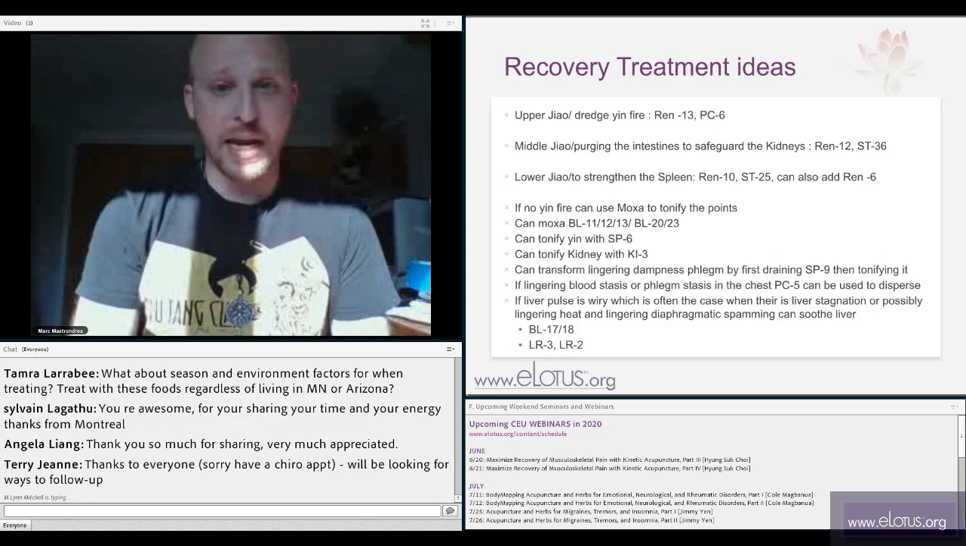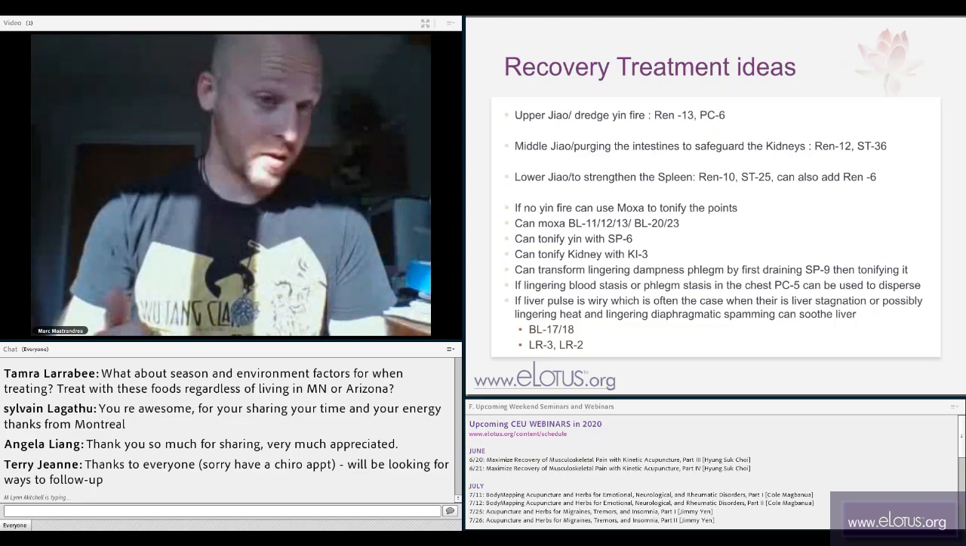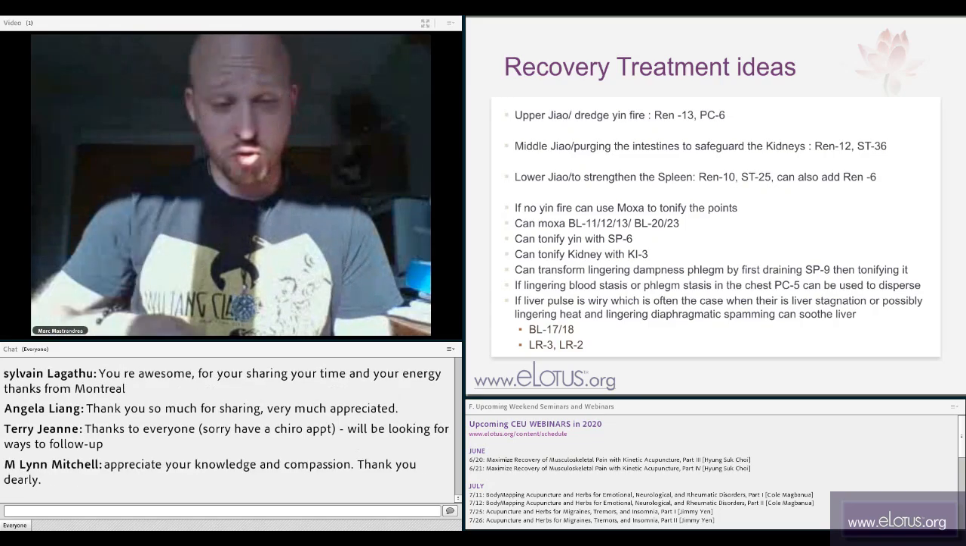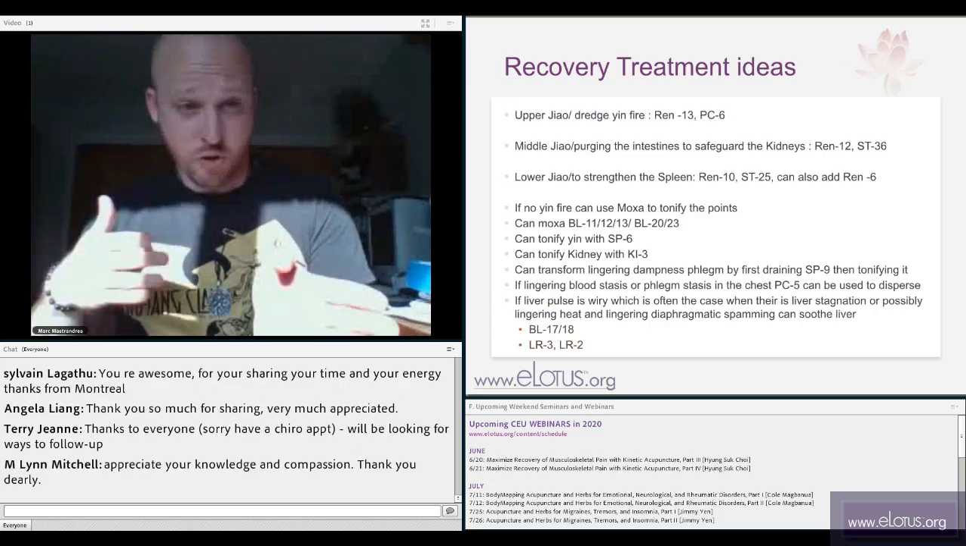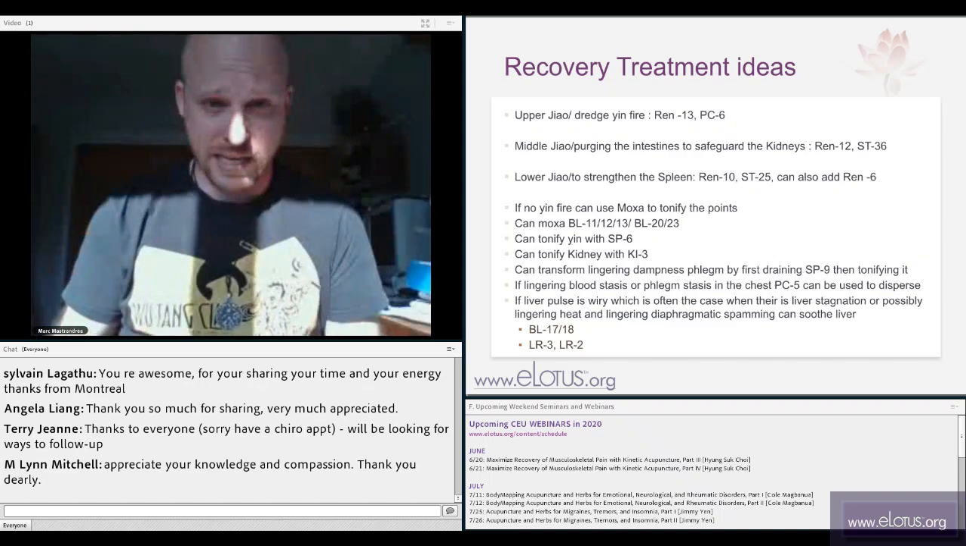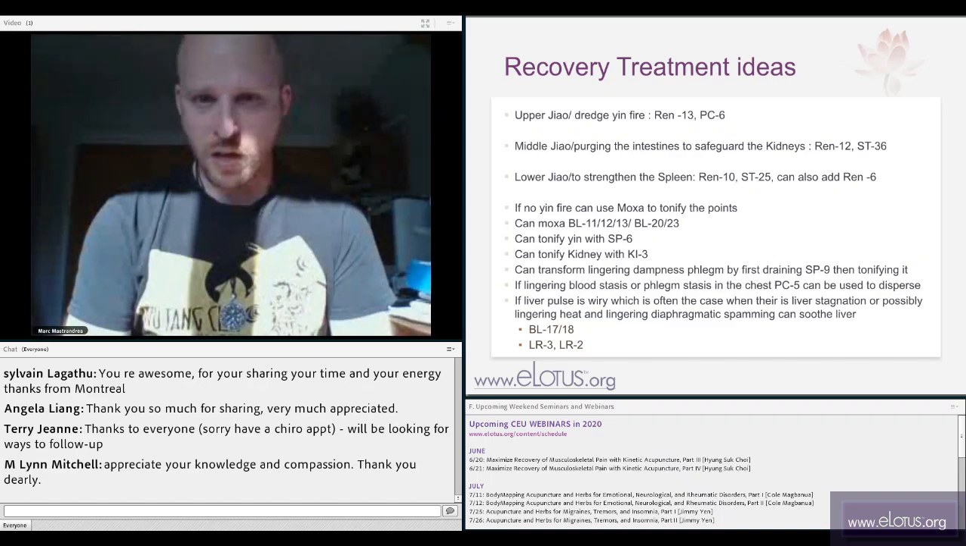You can transform lingering dampness by first draining spleen 9. This is something I do with COVID patients. And then tonifying spleen 9. So draining it will help to clear and transform dampness, and then tonifying it will shore up the spleen. So these are needling techniques that I've used that work really, really well.